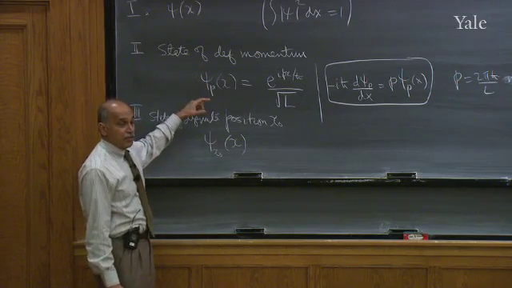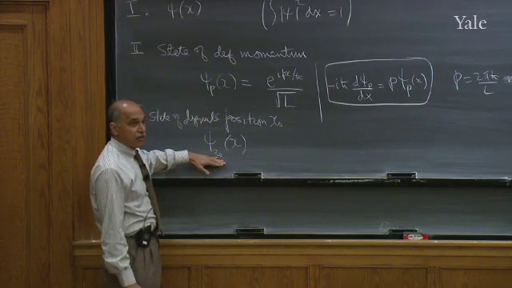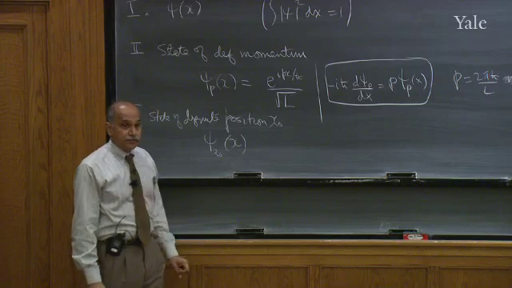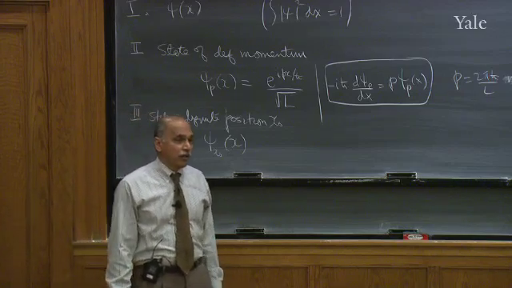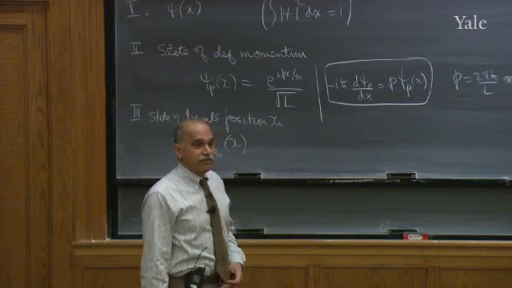What's special about the state? It's got a momentum p. What's special about this state? It's got a definite location x naught. And what is that function? I think you should know by now what that function looks like. Anybody know? State of definite x naught?